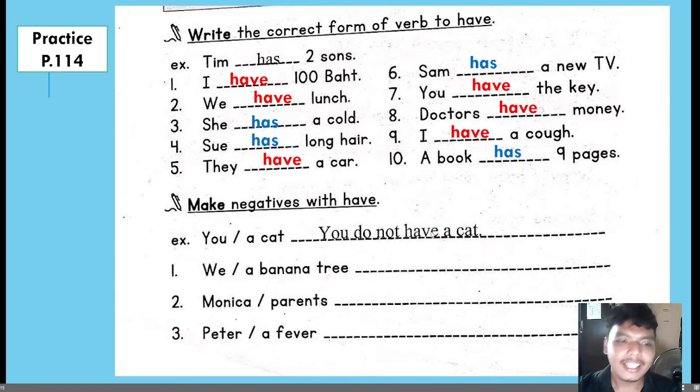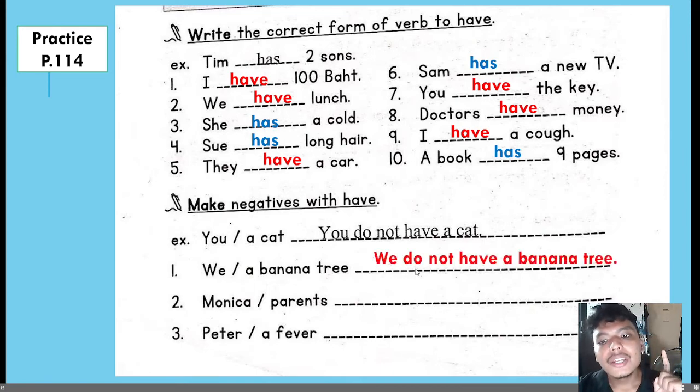For example. And then number 1, look at this together. We have a banana tree. So how to make a negative sentence? We say we do not have a banana tree. Okay. Everybody write down. Everybody write down to your book. Finish.